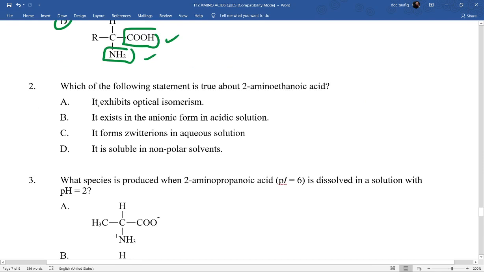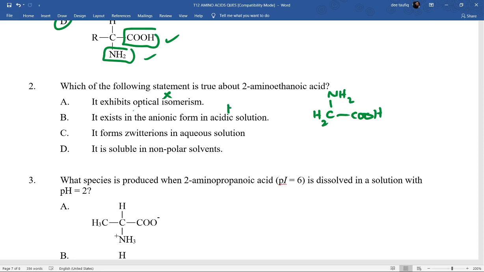Which of the following statement is true about amino ethanoic acid? H2, this one contain NH2, this one contain COOH. Exhibit optical isomerism. Tak boleh sebab no chiral carbon. Dah buat pada soalan nombor 7. Exist in anionic form in acidic. Kalau acidic donation, positive charge. So ini negative charge, so salah. Positif kena positif. So salah. Zwitterion in aqueous solution, betul. Soluble in non-polar, salah, dia polar.